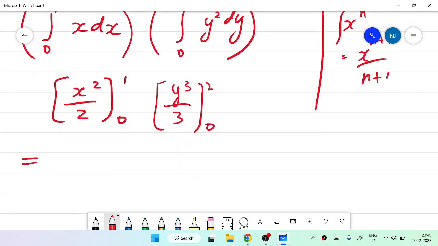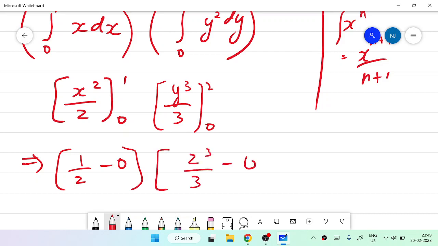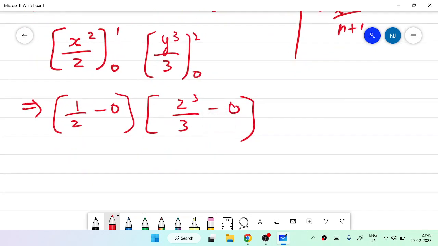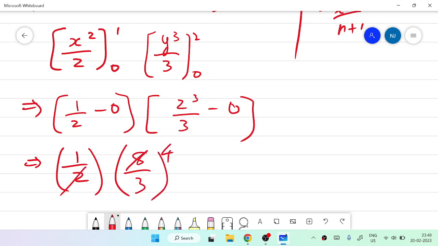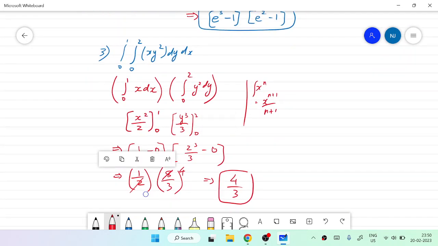Then you have to substitute the values like 1 by 2 minus 0 into 2 cube by 3 minus 0. Understood? It will be 1 by 2 into 2 cube by 3. 2 cube is actually 8, so 8 by 3. If you cancel, you will get 4 by 3. So actually, double integration means it's finding the area. So you are getting an answer like 4 by 3.